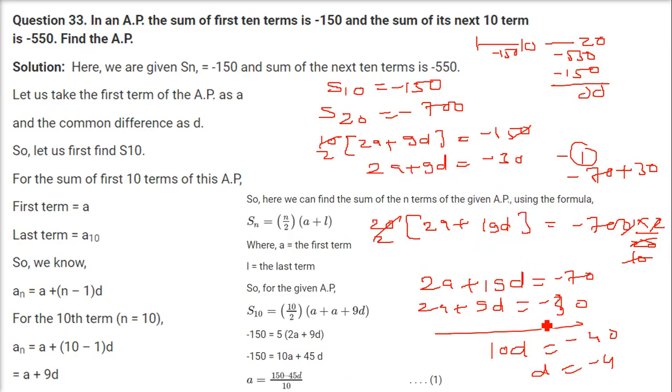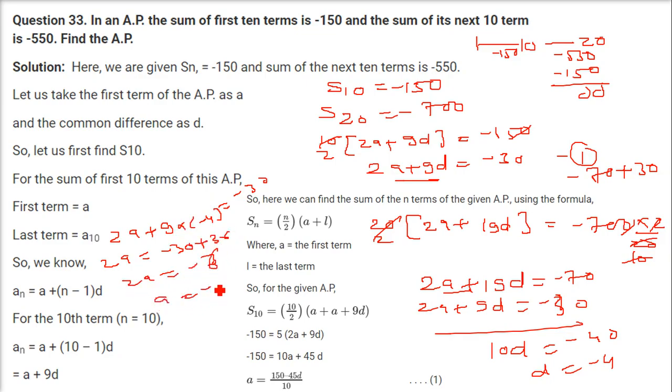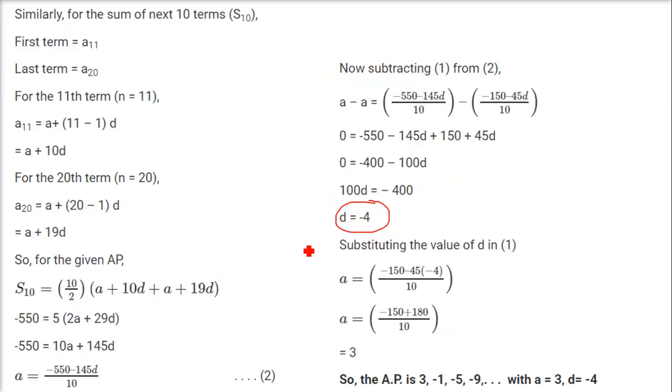Put it in any of the equations, this one or this one. So 2A plus 9 into minus 4 is minus 30. This is minus 36, so 2A equals minus 30 plus 36.